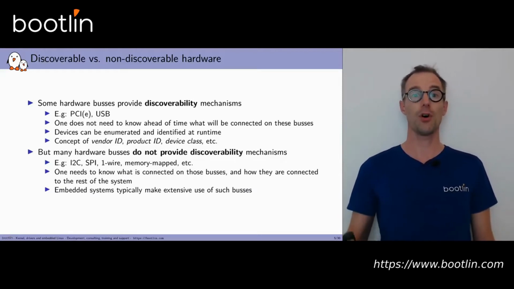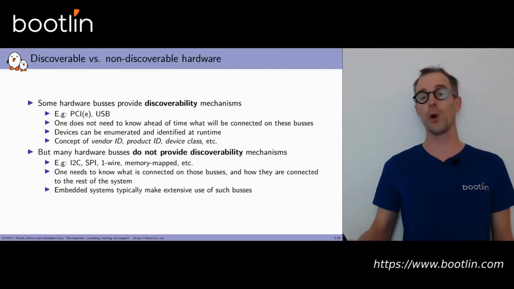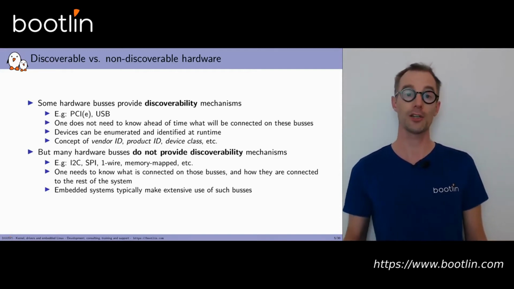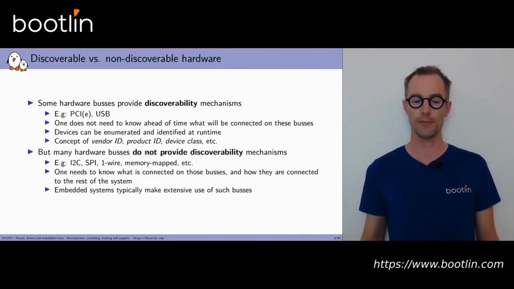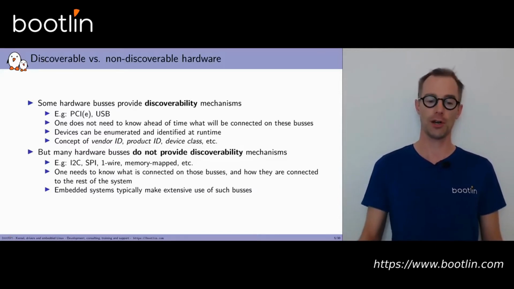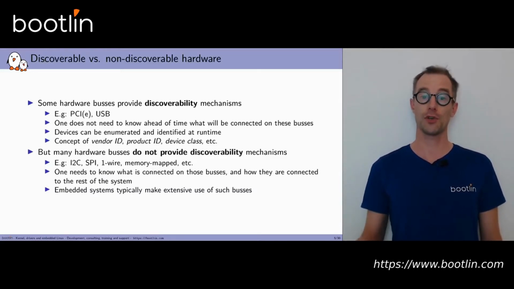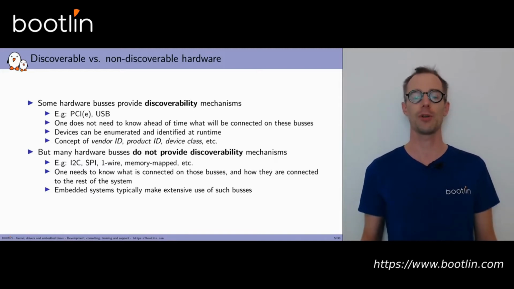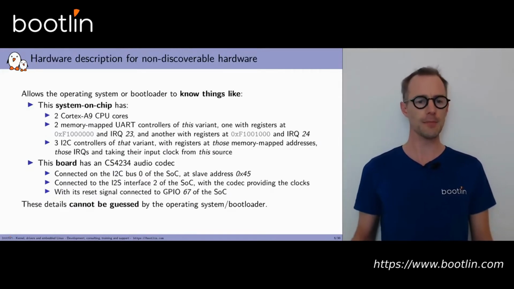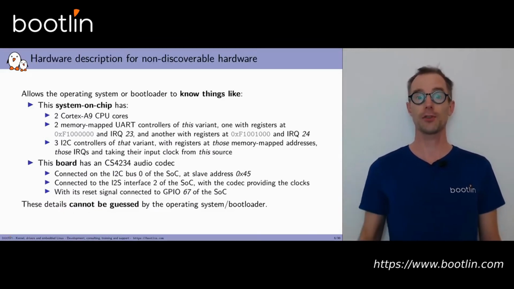But there are many other hardware buses that do not provide any discoverability mechanism. For example, I2C, SPI, 1-wire or memory-mapped devices are typically not dynamically discoverable. One needs to know what is connected on those buses, and how they are connected to the rest of the system. And embedded systems typically make a lot of use of such buses. Indeed, I2C, SPI, memory-mapped devices are very common in most embedded systems. So the hardware description is necessary for this non-discoverable hardware.